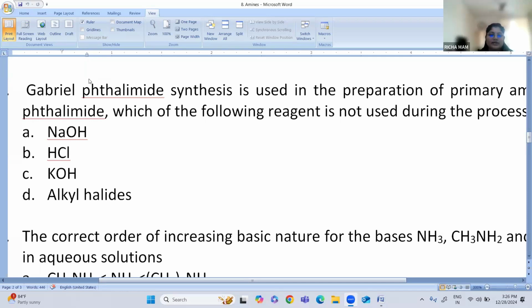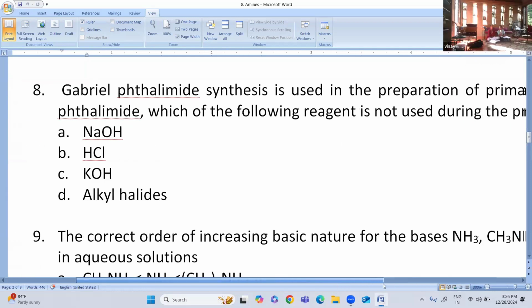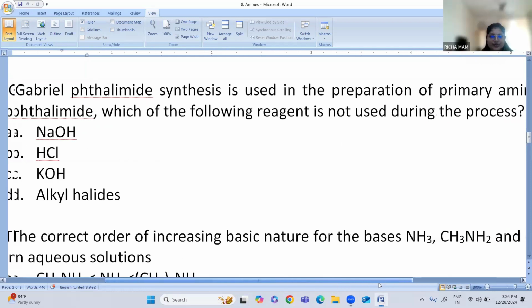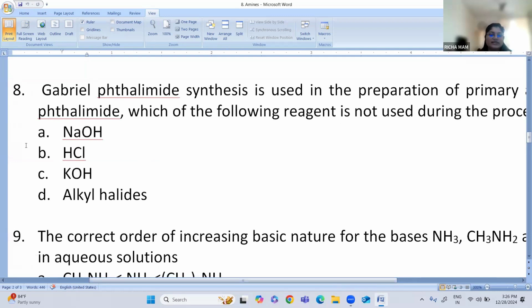So Gabriel phthalimide synthesis is used in the preparation of primary amines from phthalimide. Which of the following reagents is not used during the process? A. NaOH, B. HCl, C. KOH, and D. alkyl halides. B, HCl, ma'am. B. HCl. Okay. So, what is Gabriel phthalimide synthesis?